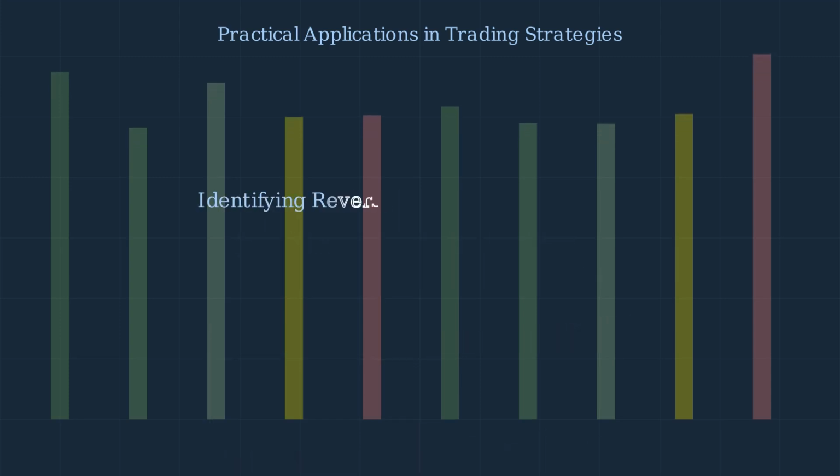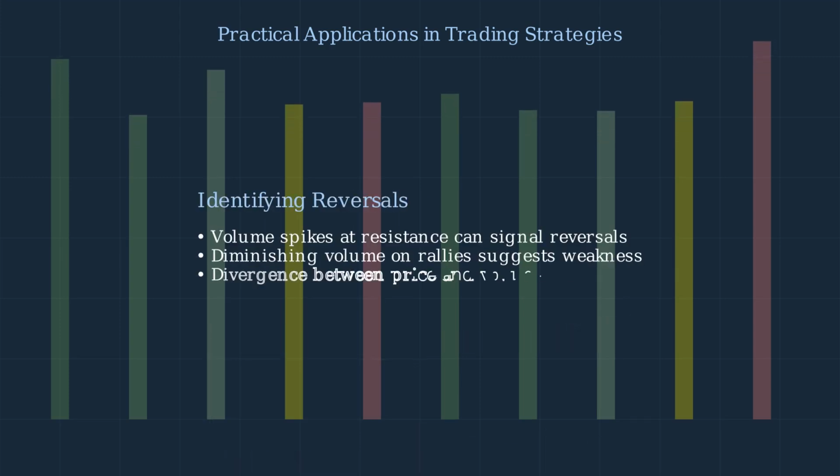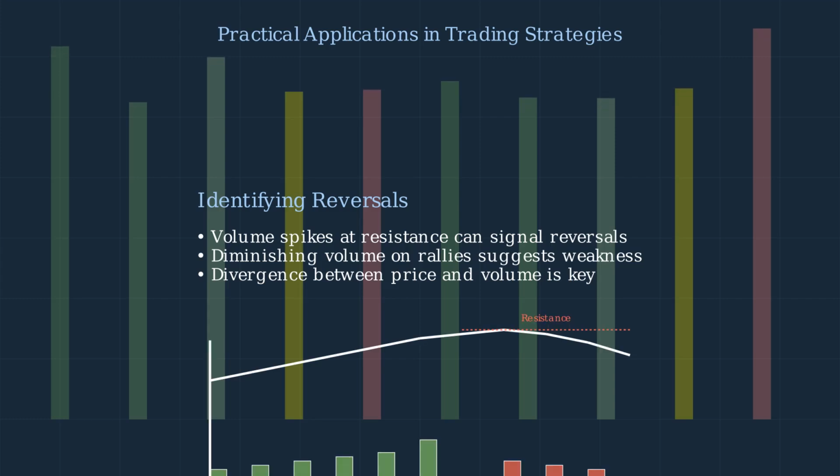Volume spikes at resistance levels can signal potential reversals. Watch for price approaches to resistance with unusually high volume. Similarly, diminishing volume during price rallies may indicate weakening momentum and a possible reversal.